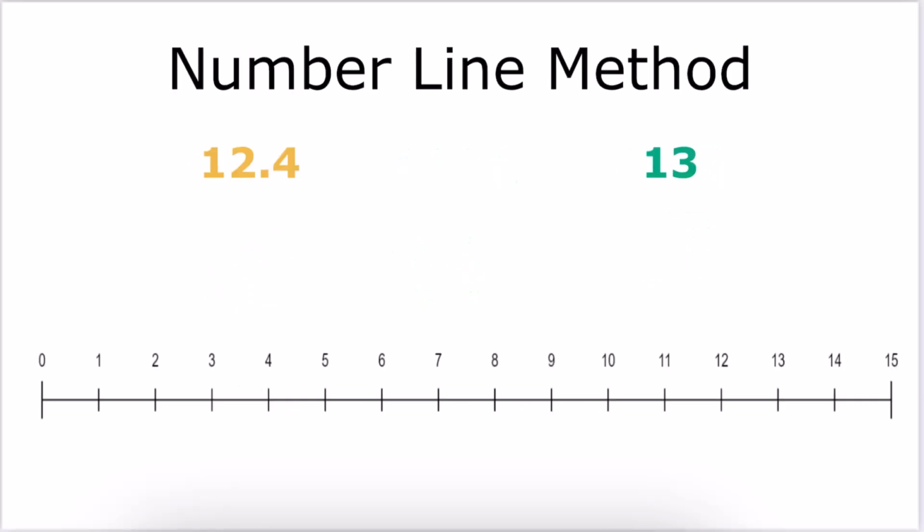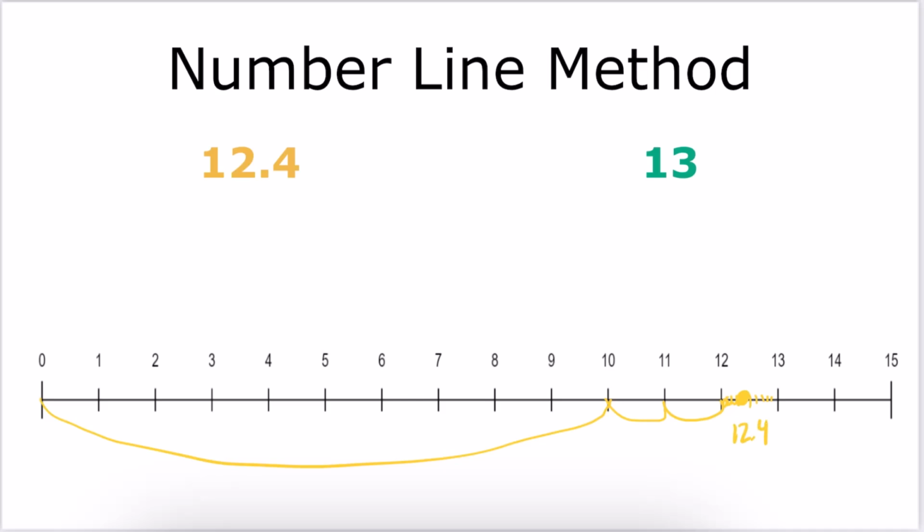Another method that you can use to help your students order the decimals is to draw them on a number line. So if I have the number 12.4, that means that I'm going one group of 10, 2 ones, and then 4 tenths. So if I split this space in between 12 and 13 into tenths, and I go 4 of those, that puts the number 12.4 about right there.